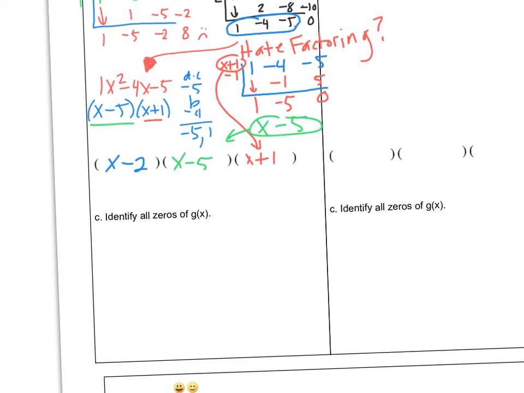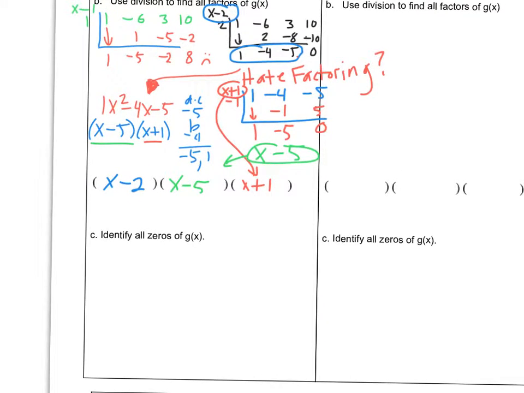The last part, identify all zeros. Once you have the factors, these would be the numbers that make each of those parentheses equal to 0. So x equals 2, x equals 5, and x equals negative 1.